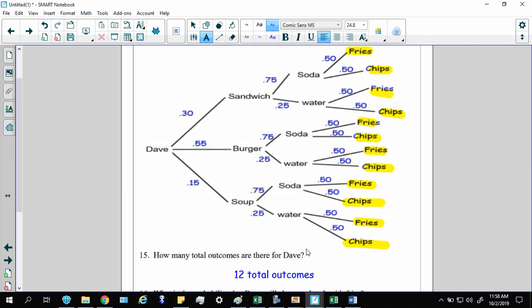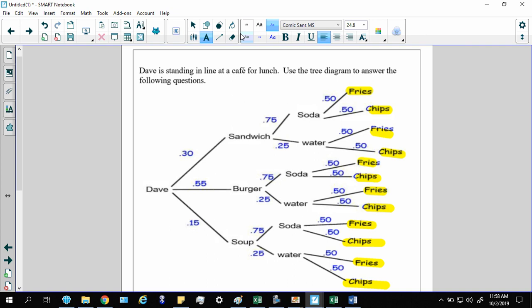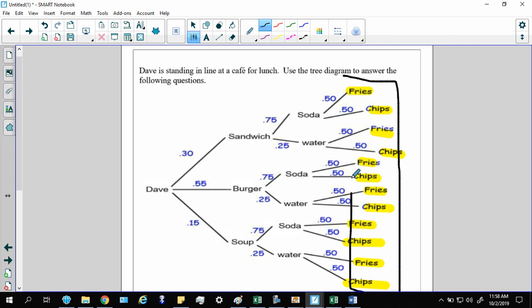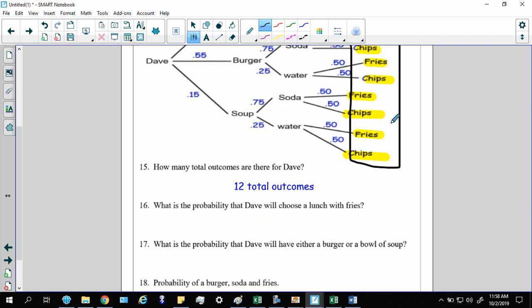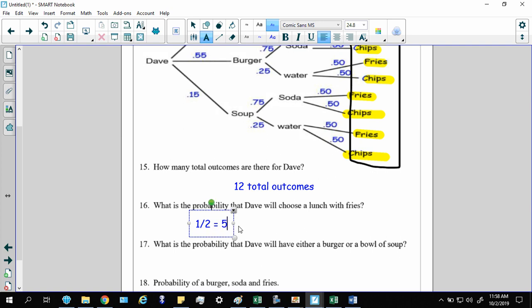Now, what is the probability that Dave will choose a lunch with fries? Notice over here, and we're going to be scrolling back and forth a little bit, so forgive me for that. Notice all these final branches here. It's a choice between fries and chips. So fries and chips, that's a 50% chance. So what is the probability? Well, 1 fry out of 2 options, which gives me 50%.